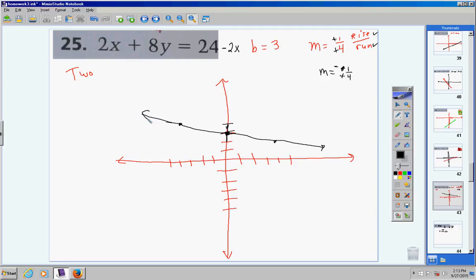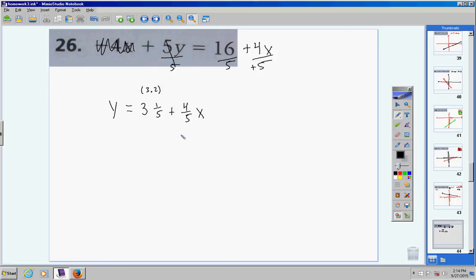Okay? And I really apologize about messing up number 25. When you bring the 2x over, it's negative. Then when you divide everything by 8, a negative divided by a positive is a negative 1/4. Okay? Alright, totally my fault. Back to number 26. So, a positive over a positive is positive.